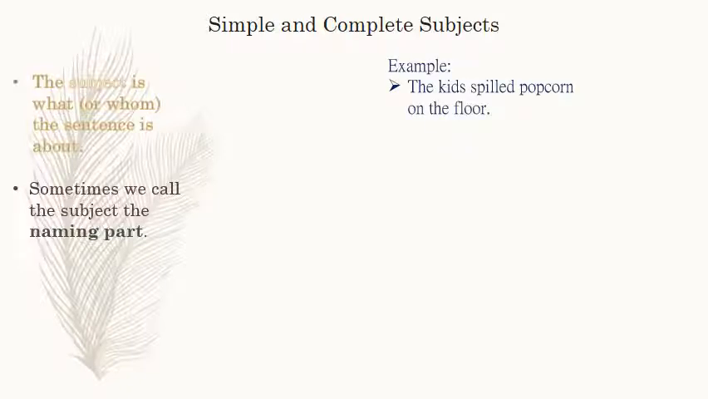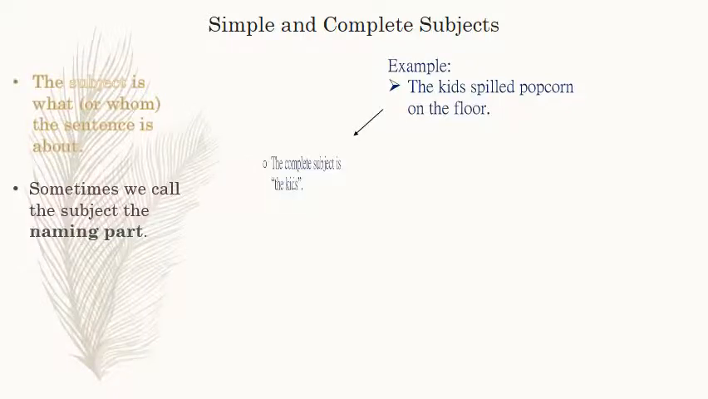Let's have this example. The kids spilled popcorn on the floor. Ask yourself, who is the sentence talking about, or what is the sentence talking about? The sentence is talking about the kids. So the kids is the subject of this sentence.